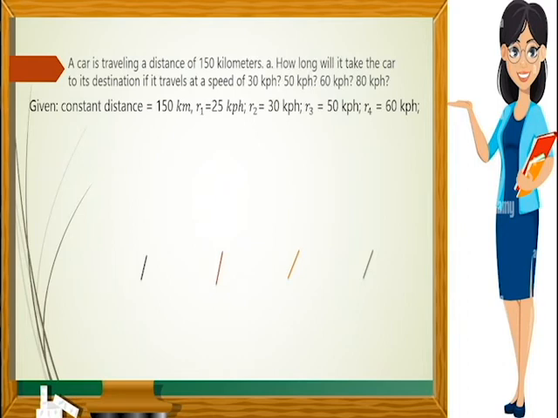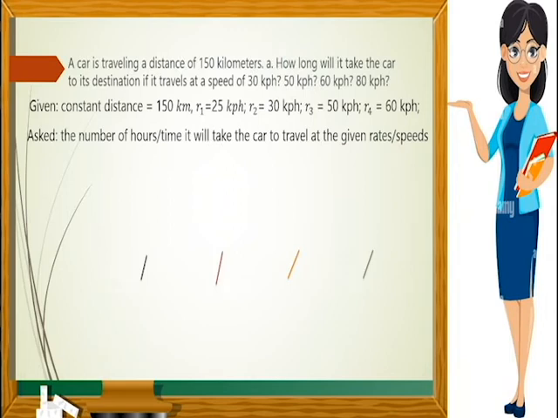So given, the constant distance is equal to 150 kilometers, and for the rate or speed, the first speed is 25 kilometers per hour. The second speed is 30 kilometers per hour. The third speed is 50 kilometers per hour, and the fourth speed or rate is 60 kilometers per hour. So what is asked in the problem? We are going to identify the unknown: the number of hours or time it will take the car to travel at the given rates or speed. For the representation, let t be the time.